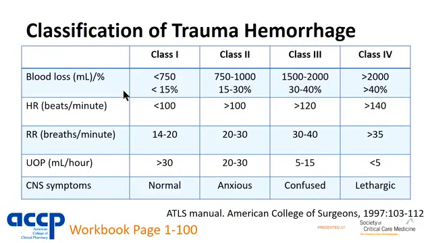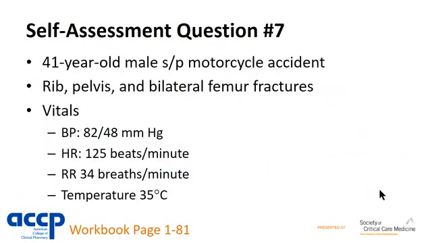Decreasing and increasing levels of CNS obtundation. So you'll see over here with class 4, when you've lost close to about half of your total blood volume, you'll start seeing significant tachycardia, significant tachypnea, reduced or developing oliguria, and then also CNS obtundation, usually resulting in lethargy on clinical exam. Which leads us to self-assessment question 7.